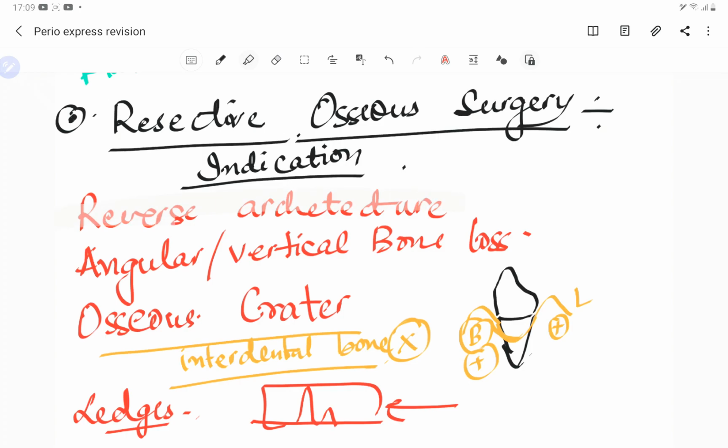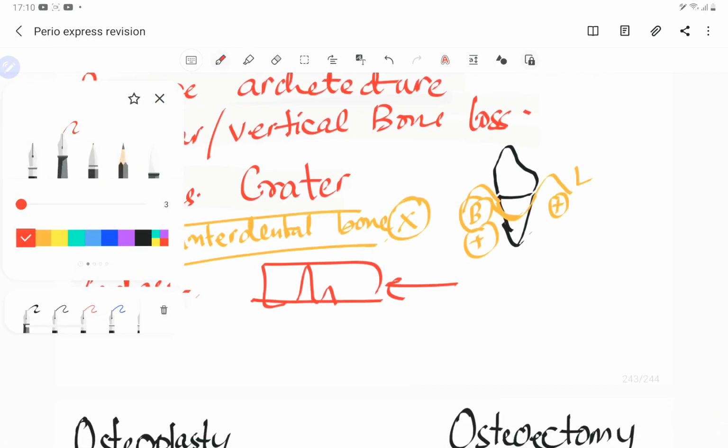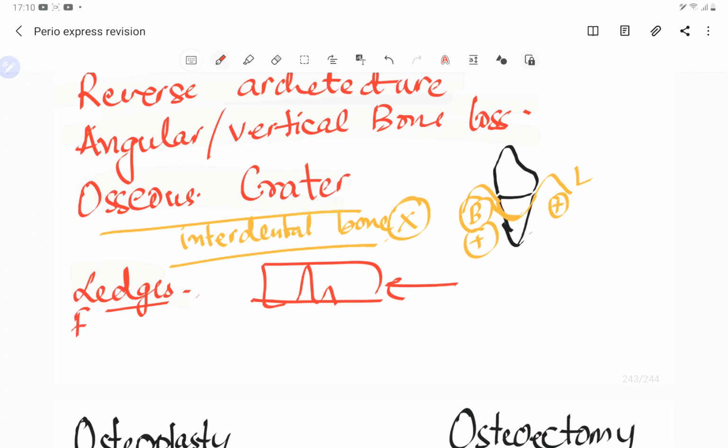Then guys, if there is angular or vertical bone loss present, a 2 wall defect present, not the shallow one, but if the shallow and wide defect is present, because if the defect is narrow, then we can fill it with the regenerative procedure, right? Then guys, osseous craters are present, sometimes horizontal defects and ledges, and also the furcation involvement, and any bony contours of bulbous furcation.